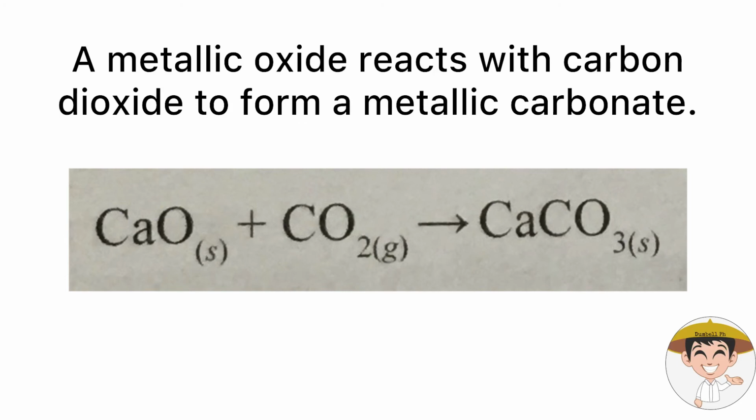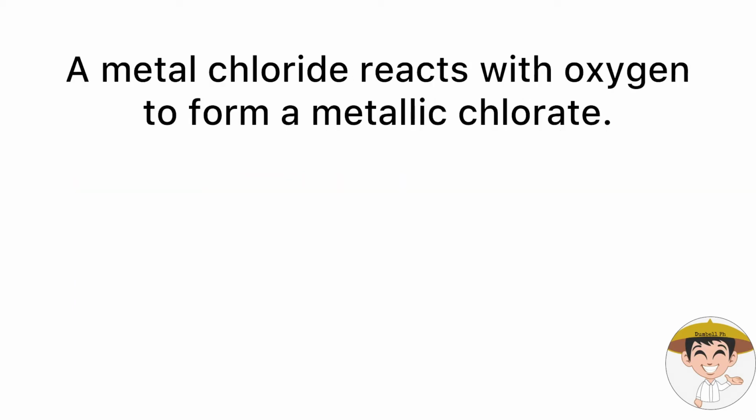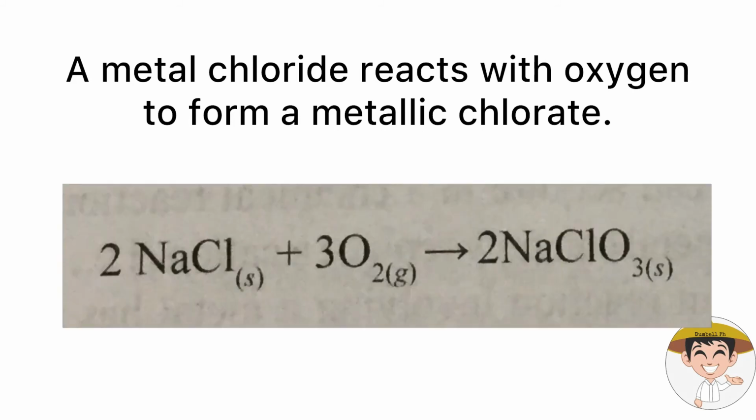Next example, a metal reacts with a halogen to form a halide or a salt. So we have here the metal sodium with the halogen chlorine, and it forms a halide or salt, sodium chloride. Next, a metal chloride reacts with oxygen to form a metallic chlorate. So we have here the metal chloride, sodium chloride, reacting with oxygen, so it forms sodium chlorate, or a metallic chlorate.